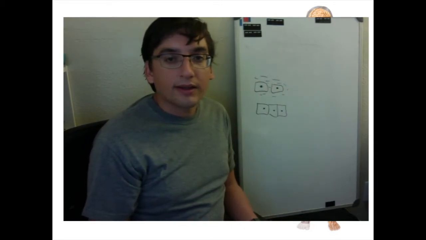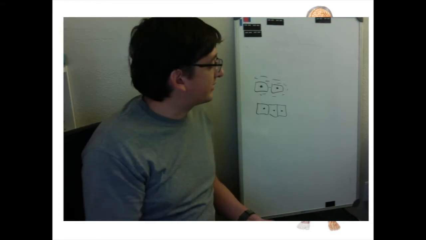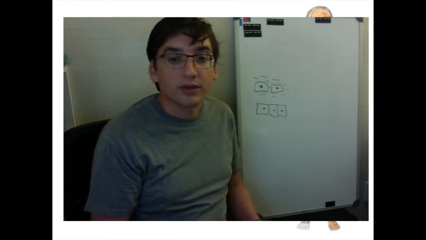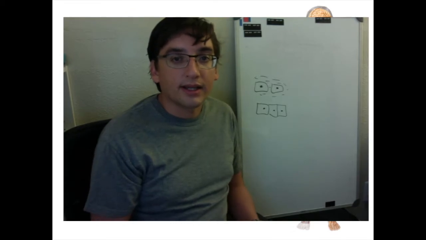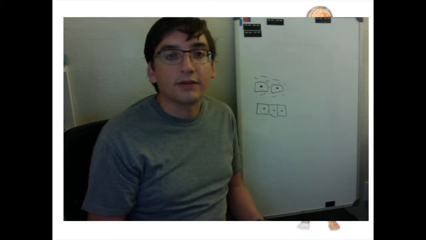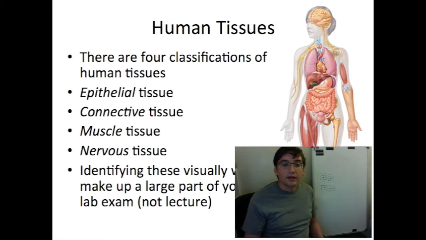You can really think of all tissues as having an extracellular matrix, with some tissues having more than others, and understanding that is the key to understanding the difference between the different kinds of tissues.